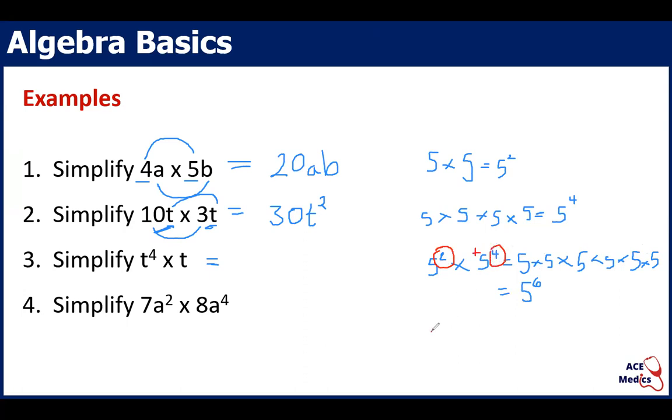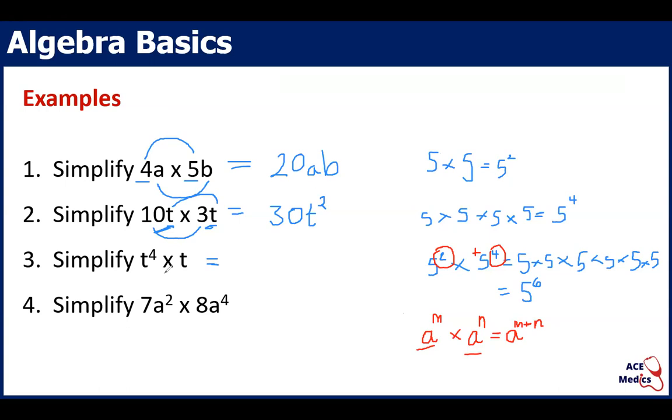So our general rule that we can use is, you might have seen this before, a to the power of m, where a represents any number and m represents any number, multiplied by a to the power of n, we get a to the power of m plus n. Does that make sense? And now it only works if they are the same letter. We can't add the powers if they're different letters.